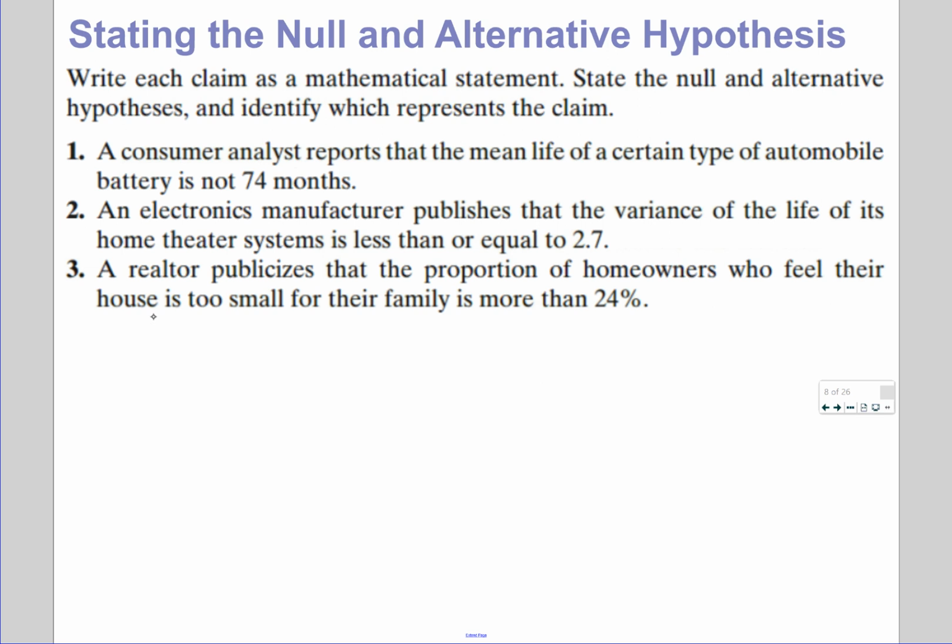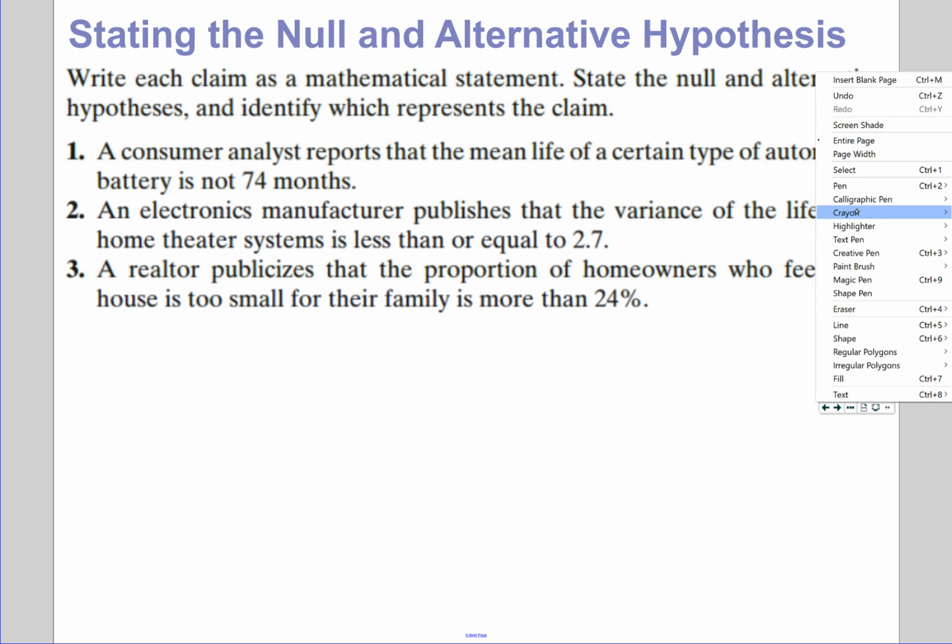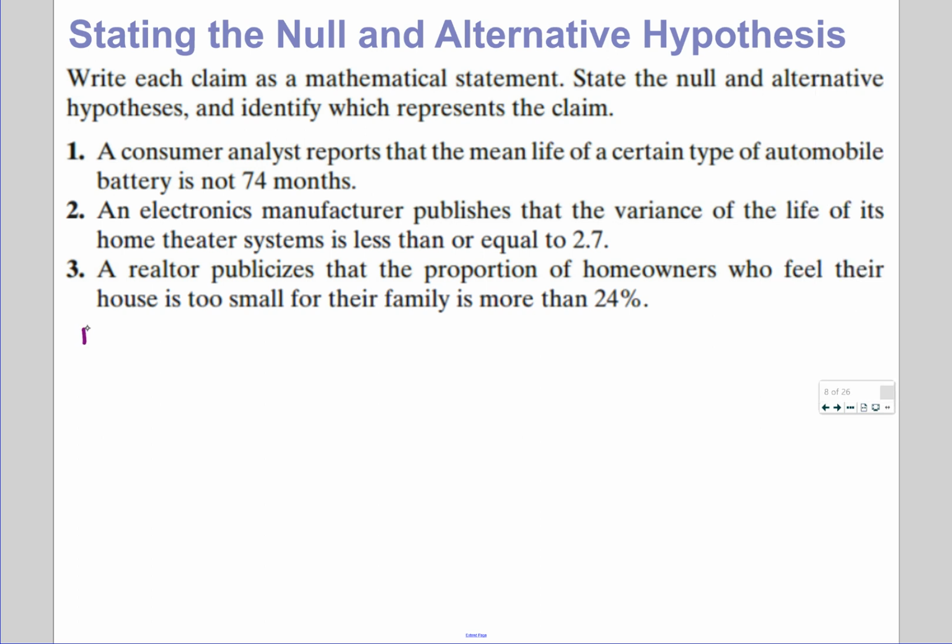Yeah, okay. All right, so last thing we're going to do is we're going to have a phrase that represents the claim, and we're going to write the null and the alternative hypothesis that goes with it. All right, so first one, a consumer analyst reports that the mean life of a certain type of automobile is not 74 months. Okay, so for each one, we're going to write null and alternative, and which is the claim. So I'm going to start with the claim.